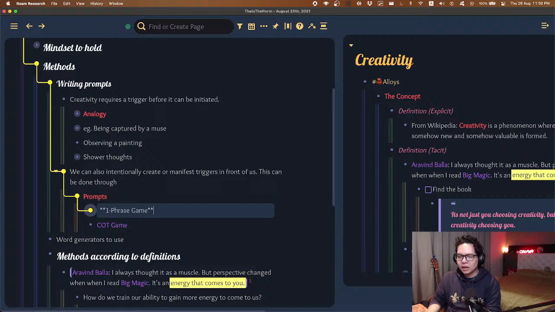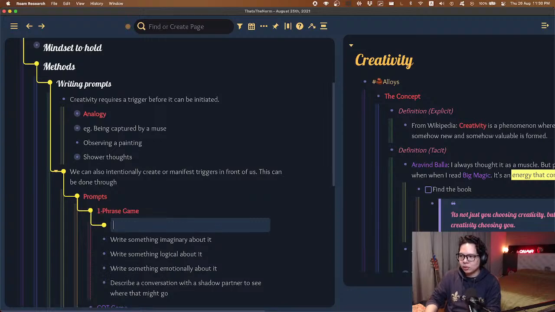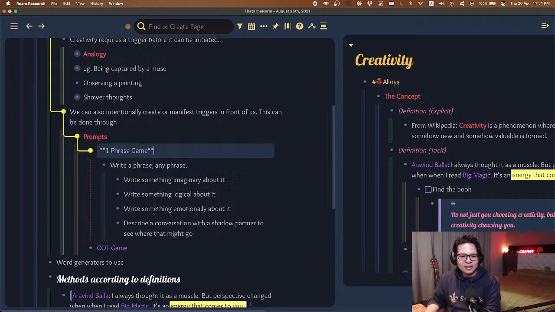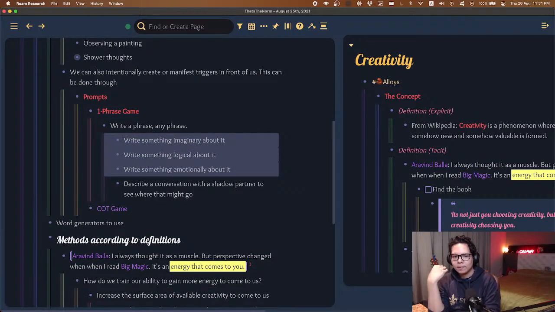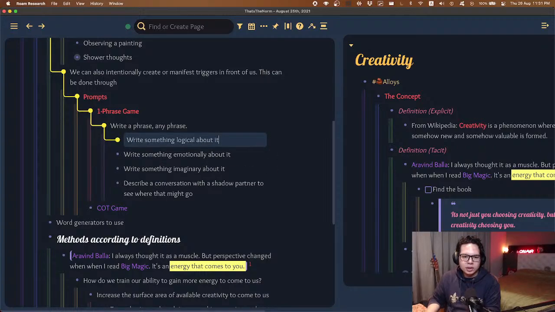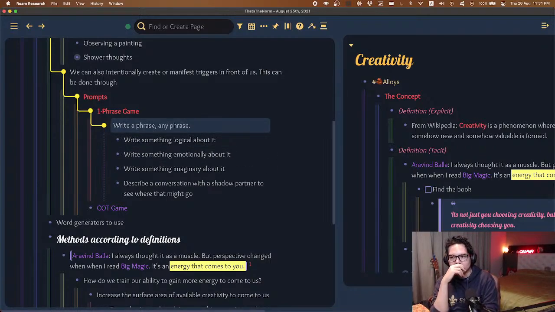One I've invented, and I've played this a few times, is called the one phrase game. You write a phrase, any phrase. It's like that movie quote, pick a card, any card. And you explore this phrase in three ways. I think I should do it in this order. One is to write something logical about it. This depends on how you define your logic. For me, it's deconstructing the phrase, defining each and every word in it, and concisely or meticulously informing the reader how each word connects to each other. That's an example of logical explanation.